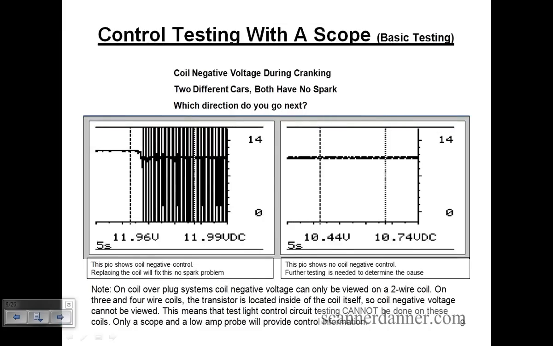One more picture just to emphasize this. This is a graphing multimeter doing the same thing I showed you with the test light. This car has no spark. What is this? This is on coil negative. What is all that crap in there?